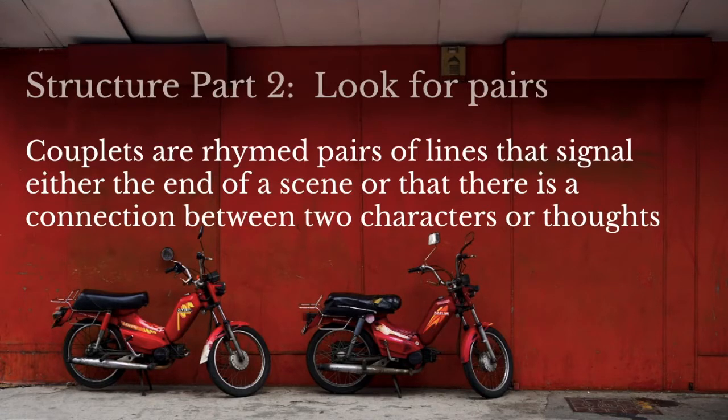The second part of structure that we need to look for are pairs. Shakespeare wrote in what are called couplets frequently. Couplets are rhymed pairs of lines that signal either the end of a scene or that there is some kind of connection between two characters or two thoughts. These are going to be what you think of when you think of poetry. The last words in the line are going to rhyme with each other.